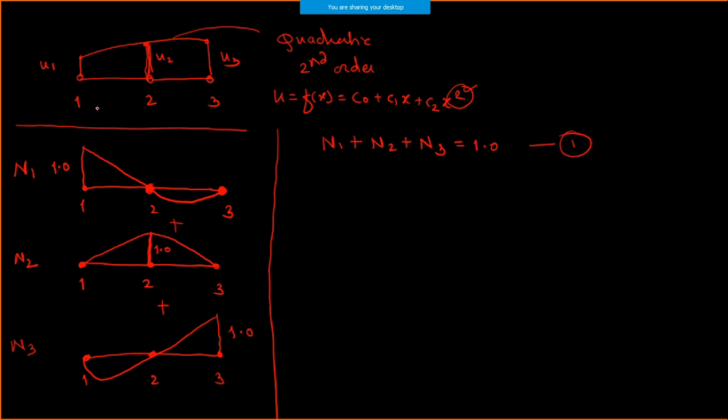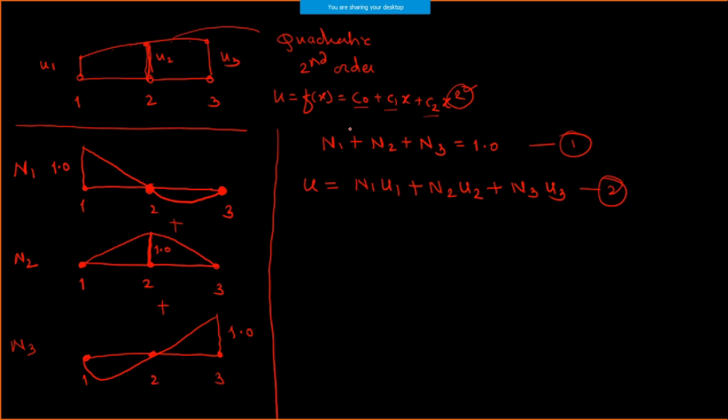If I want to determine a displacement at any point, what is the way I can do it? U is equal to N1 times the displacement of node number 1, plus N2 times the displacement of node number 2, plus N3 times the displacement of node 3. So these are two equations. We can solve them and get all the constants of this equation, that is C0, C1, C2. That is what is called a shape function.